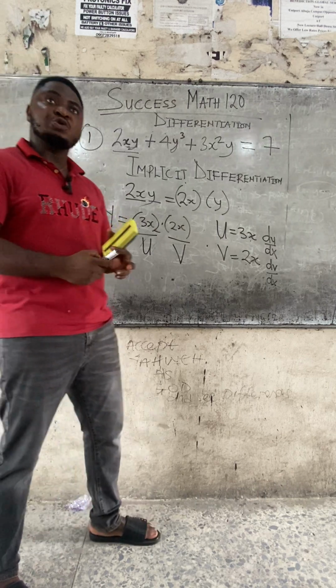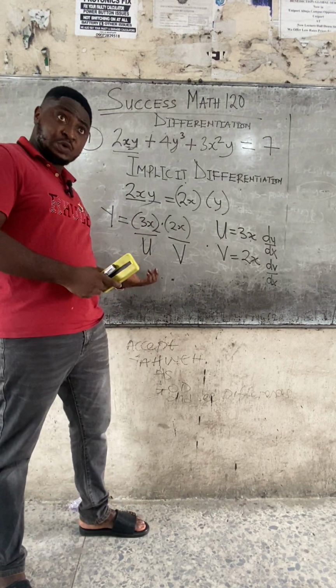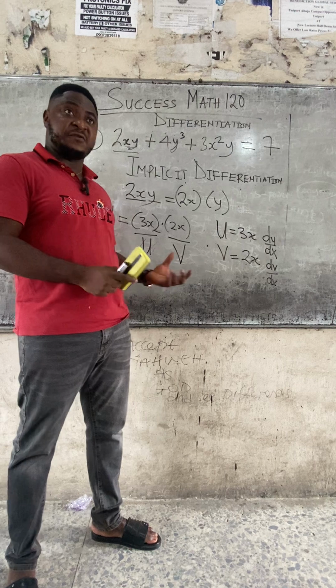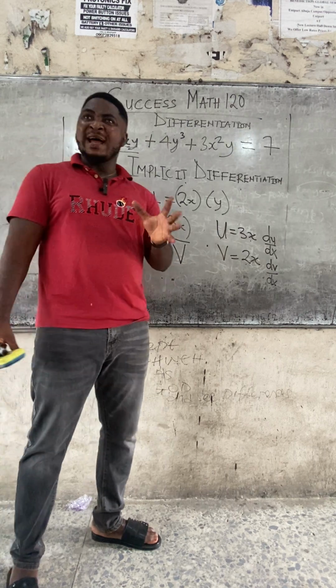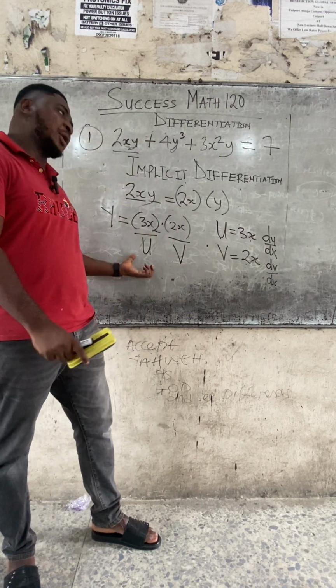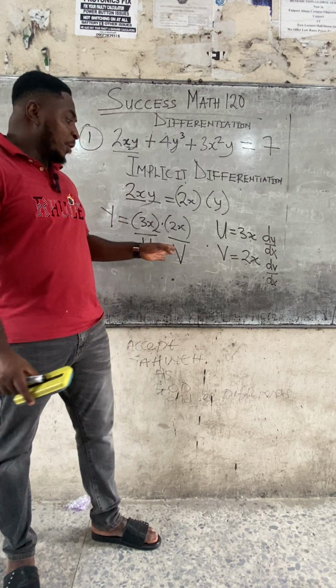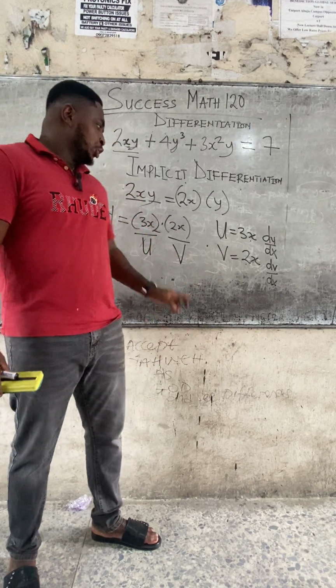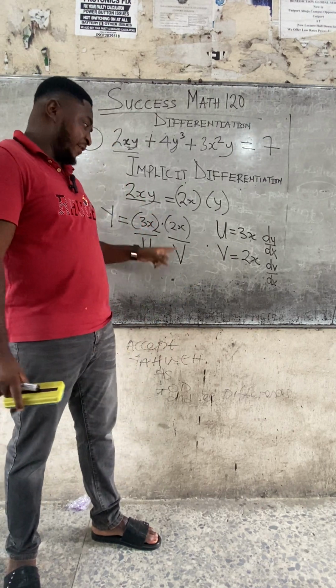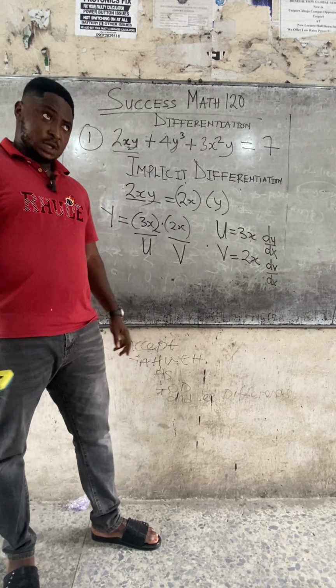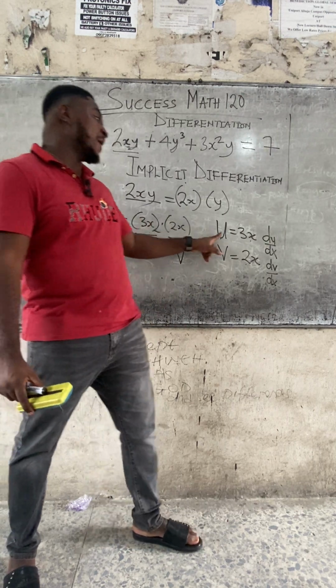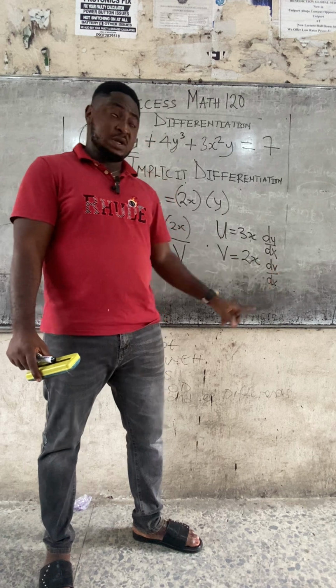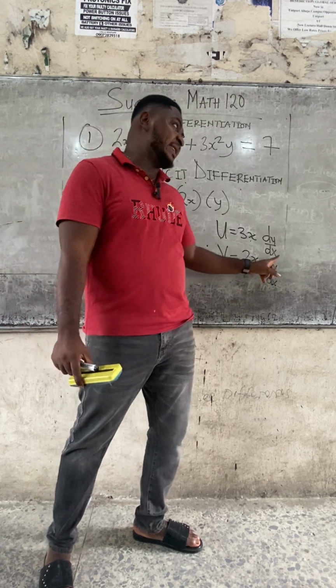So, step 1 in product rule says what? Let the first component be called u. Let the second component be called v. Step 1 states that we let the first component be called u and the second component be called v. So, u is equal to 3x and v is equal to 2x. Step 2: differentiate u with respect to x to get du/dx and differentiate v with respect to x to get dv/dx.